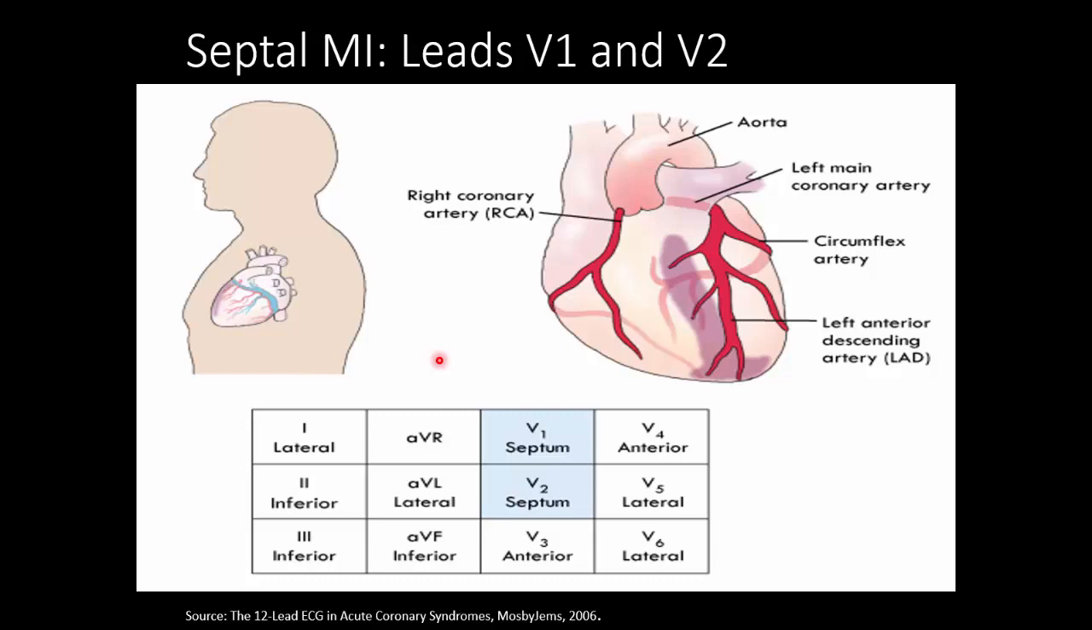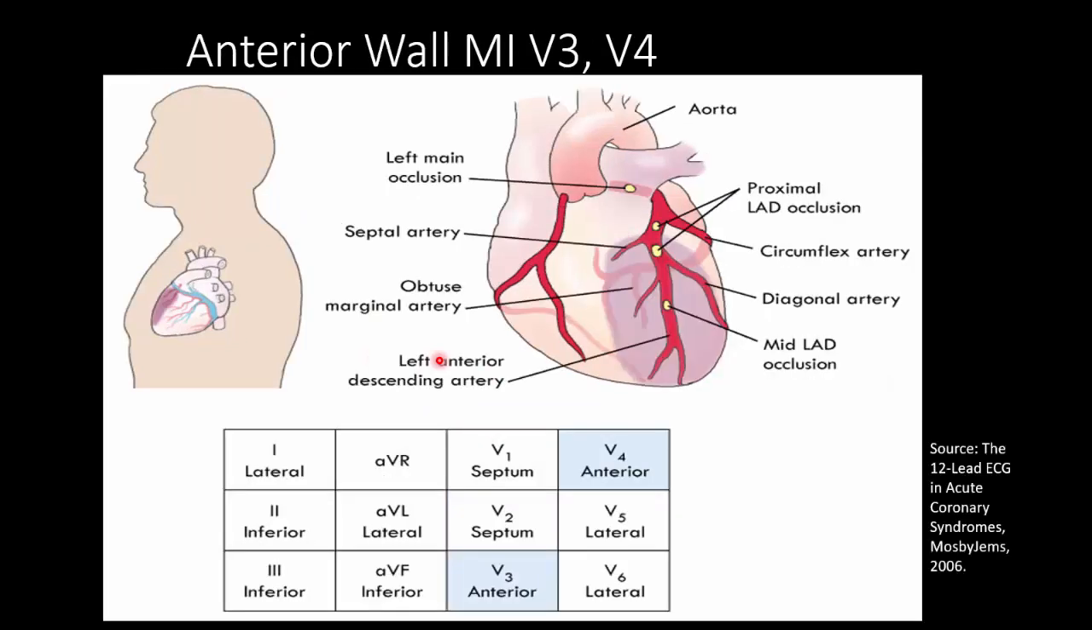If the entire anterior wall is involved, you'll see ECG changes in V1, V2, V3, and V4. So anterior wall is going to be V3 and V4. Because the left anterior descending artery supplies about 40% of the heart's blood, and a critical section of the left ventricle, blockage of this vessel can lead to complications, including heart failure and cardiogenic shock.